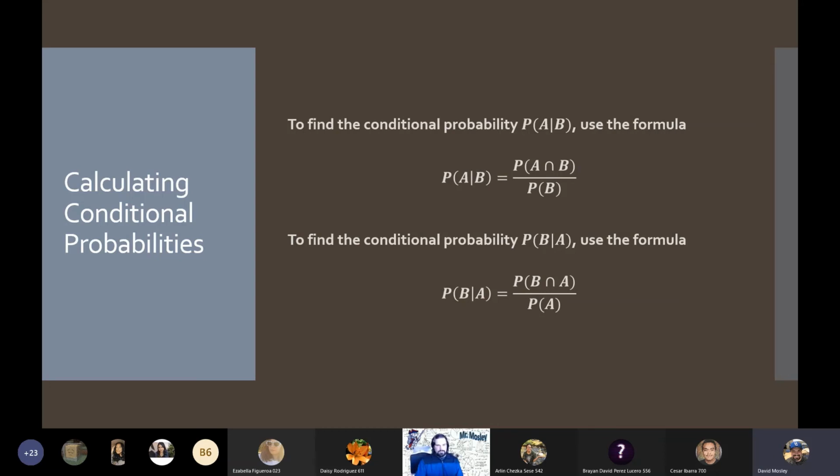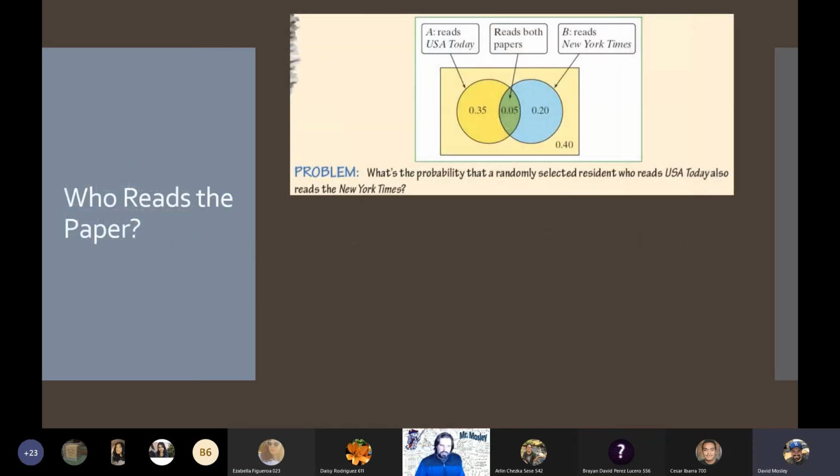All right. So then, take a look at an example using our new notation. So we have this scenario given in a Venn diagram. It's displaying the proportion of the population that reads USA Today, reads New York Times, or reads both papers. We want to know what's the probability that a randomly selected resident who reads USA Today also reads the New York Times.